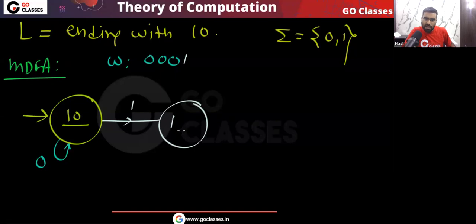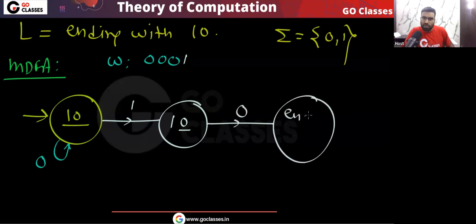Now I have seen 1. Now I'm waiting for 0. Okay. Now, if another 0 comes, then I will think that I've ended with 1 0. Yes or no? What I'm thinking is, if another 0 comes, I've ended with 1 0, right?